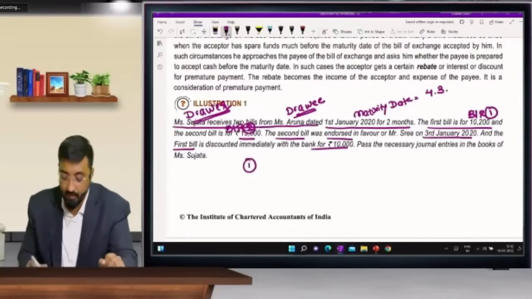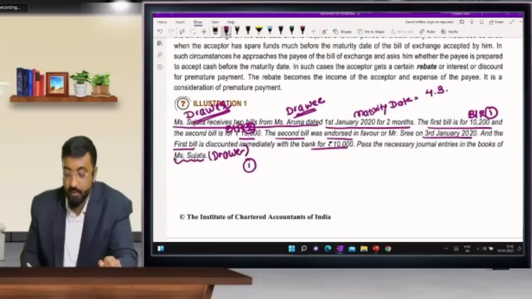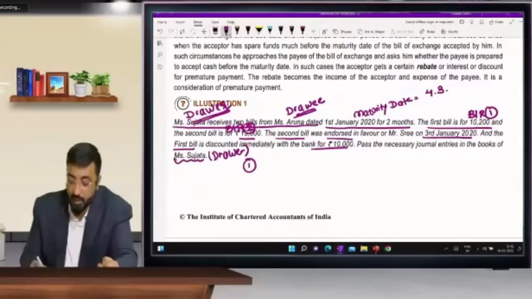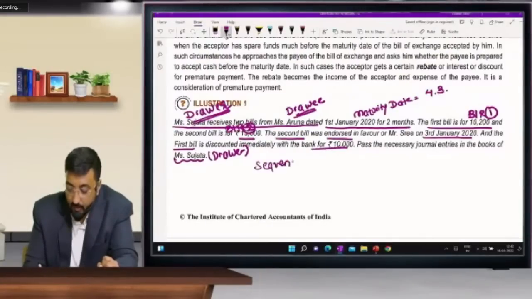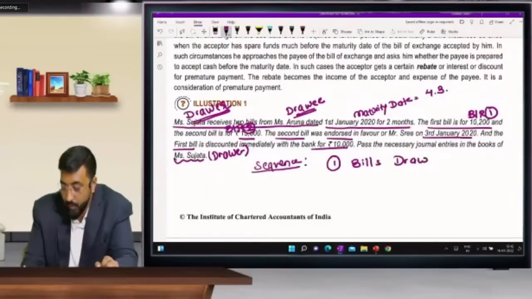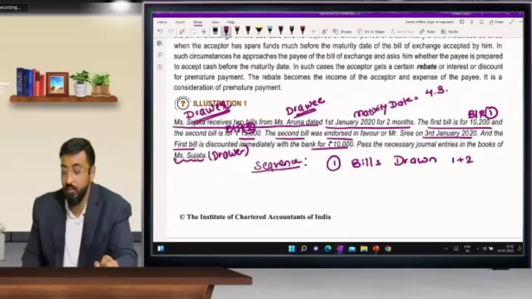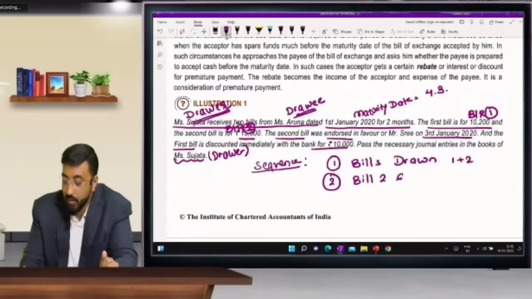Number 1, in the books of Sujata. Sujata is a drawer. So first entry in the books of Sujata, you can write this sequence. So what is the first entry ka sequence? Bills drawn. How many bills? 1 and 2. First bill and second bill. Bill 2 endorse and bill 1 discounted.